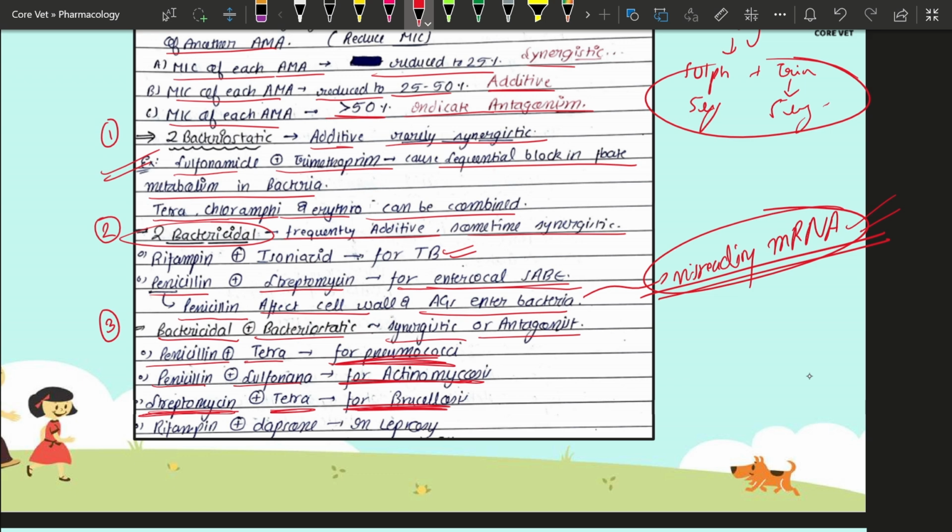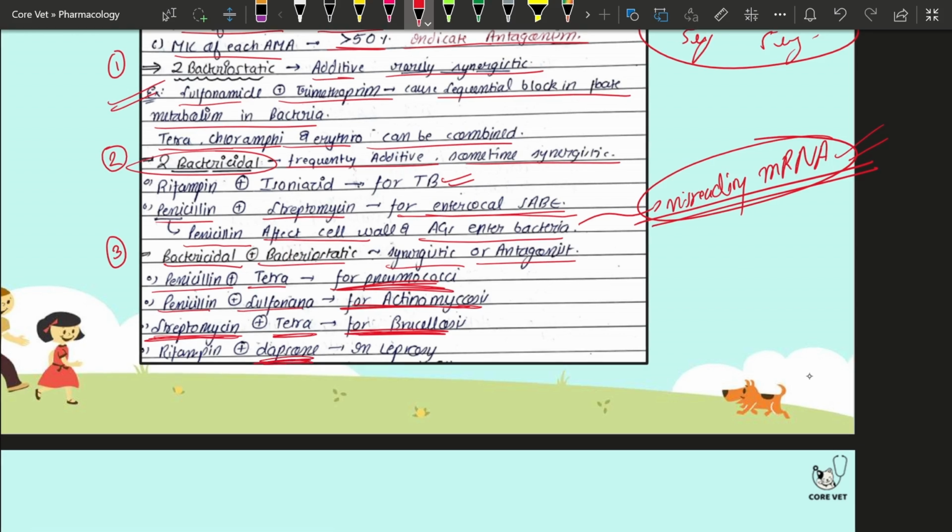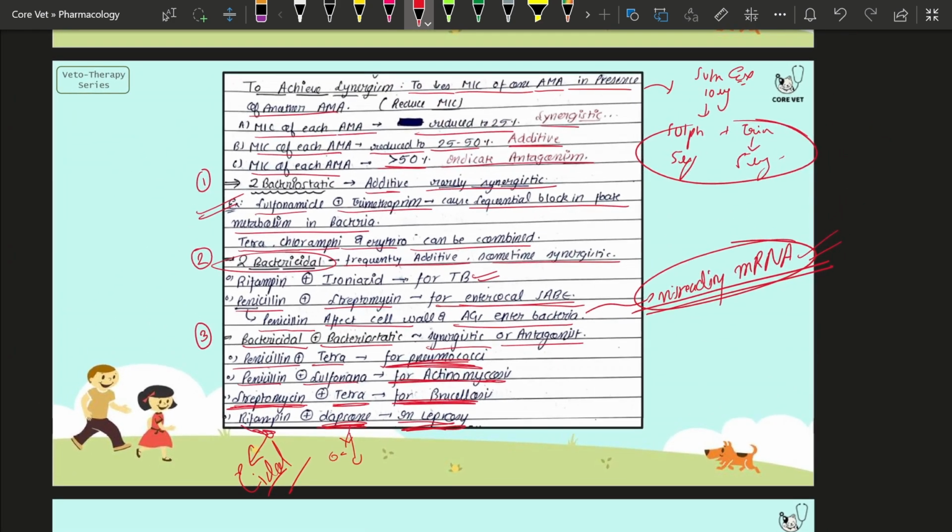Now, rifampicin and dapsone. Dapsone belongs to the class of the sulfonamide also. Dapsone is a bacteriostatic, it comes under the sulfonamide also, and the rifampin is bactericidal. It is a cidal drug, and dapsone is bacteriostatic. So these both can be used in the treatment of leprosy. So that's how you are going to combine.